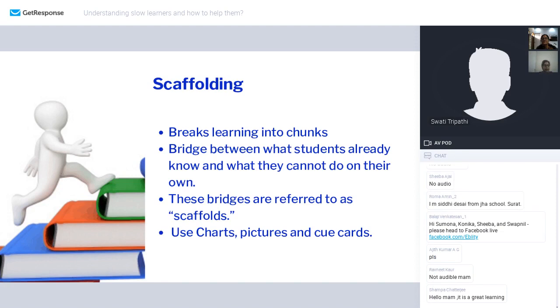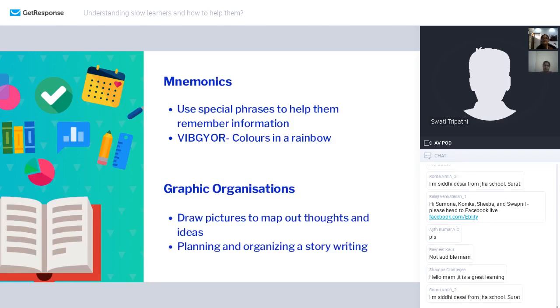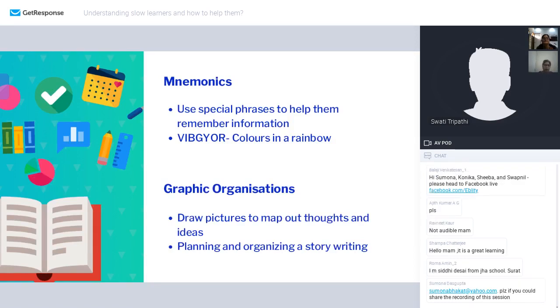Moving on to the next technique, which is mnemonics. Here we use phrases or, say, acronyms for remembering a concept. For example, Vibgyor is the famous mnemonic which we use for remembering the colors in a rainbow. Likewise, when we are working on mathematical expressions, we can use this phrase, taking into consideration the corona aspect: Please Enter My Door After Sanitization.